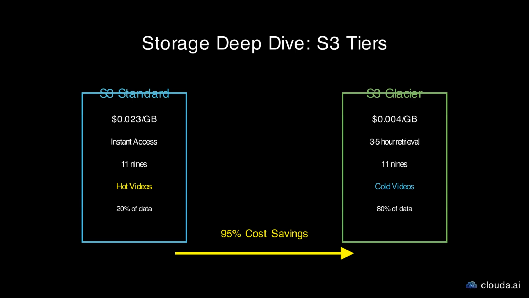Then we have S3 Glacier for archival storage, just 0.4 cents per gigabyte, but retrieval takes 3 to 5 hours. This stores our cold videos, 80% of data. The key trade-off here is cost versus access speed. Standard gives instant access but costs 6 times more than Glacier. For a video platform, 80% of views happen in the first week. After that, Glacier makes sense, saving us 95% on storage costs.